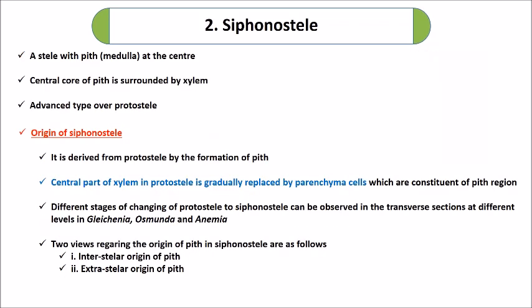Then come to the siphonostele. Siphonostele is a stele with pith at the center, and the central core of pith is surrounded by xylem. It is an advanced type over the protostele. It is believed that the siphonostele is derived from the protostele by the formation of pith, where the central part of xylem in the protostele is gradually replaced by parenchyma cells. There are two beliefs on this gradual replacement by parenchyma: the intrastelar origin of pith and the extrastelar origin of pith.